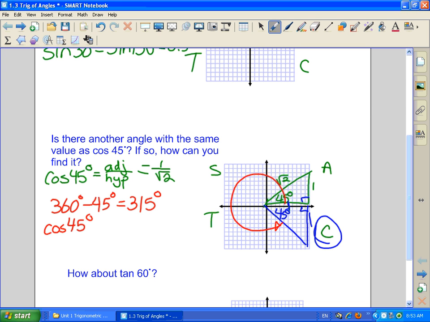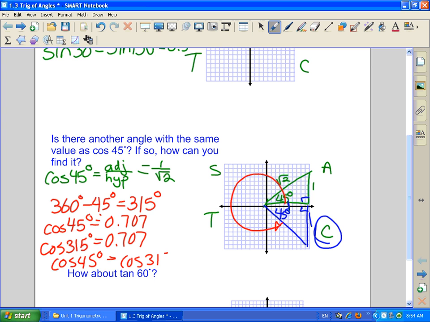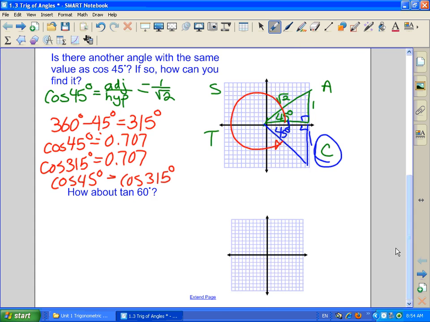So again, cos of 45 degrees, if you plug that in your calculator, doesn't say exact value here, so let's just plug it in quickly. Cos 45 is going to give you 0.707 approximately. If we do the same thing, cos of 315 degrees, you're going to get the same answer. So in fact, cos of 45 degrees equals the cos of 315 degrees. Remember, your calculator will always give you that reference or initial angle. That's why you can always use the CAST rule to find your second angle.